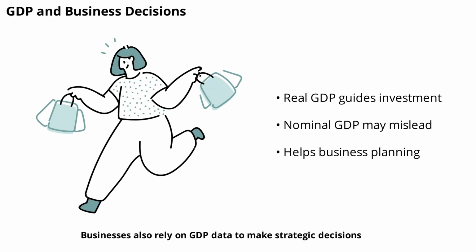Businesses also rely on GDP data to make strategic decisions. Real GDP growth can signal rising demand for products and services, encouraging companies to invest and expand. On the other hand, if nominal GDP is rising mainly due to inflation, businesses may be more cautious. Accurate GDP data helps businesses plan for the future.